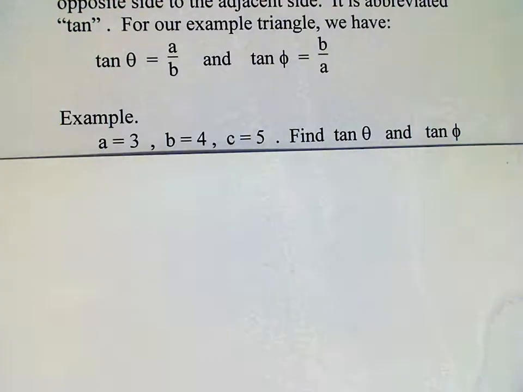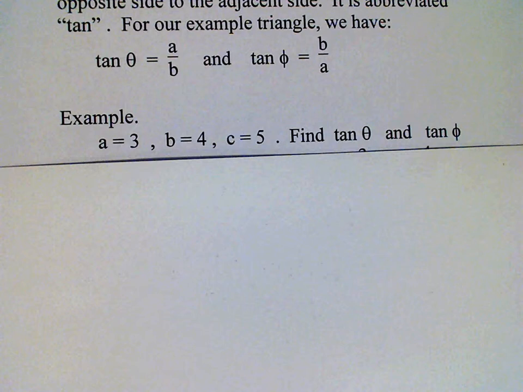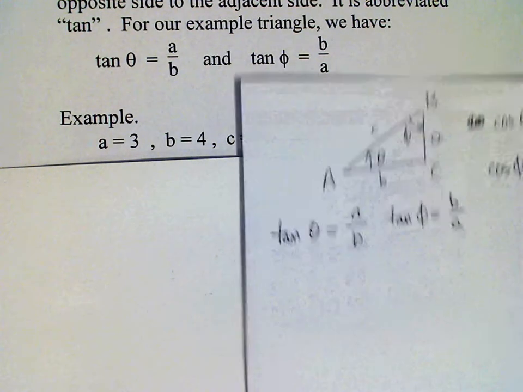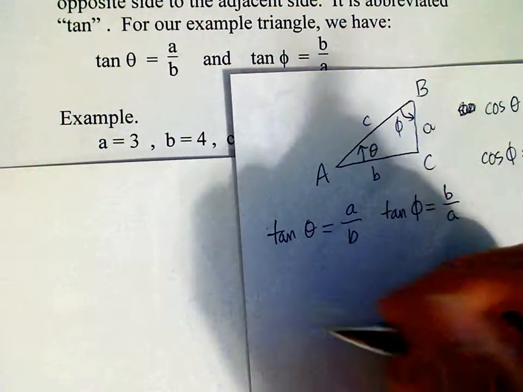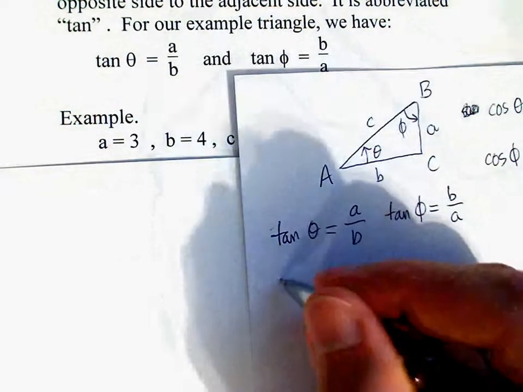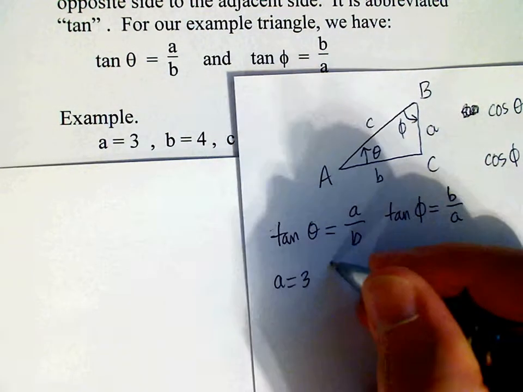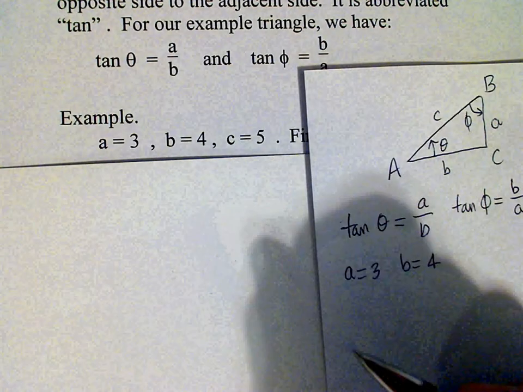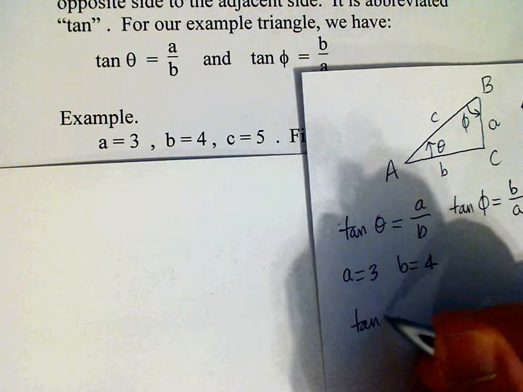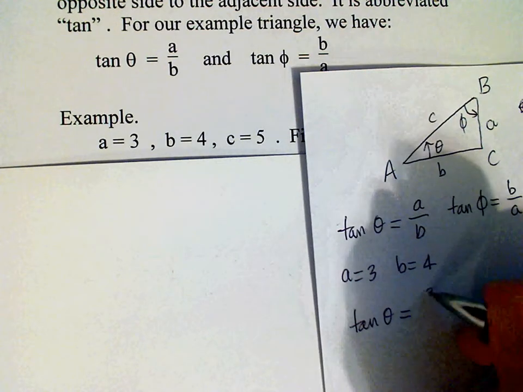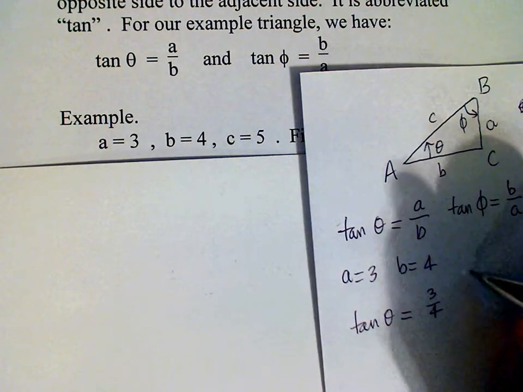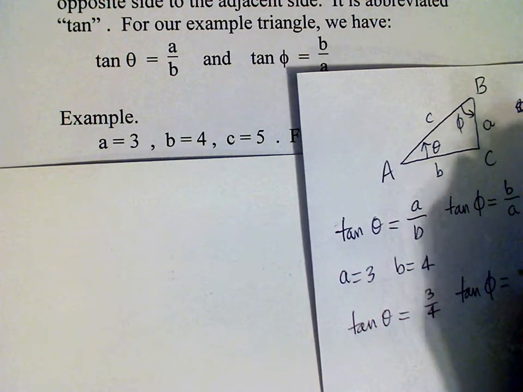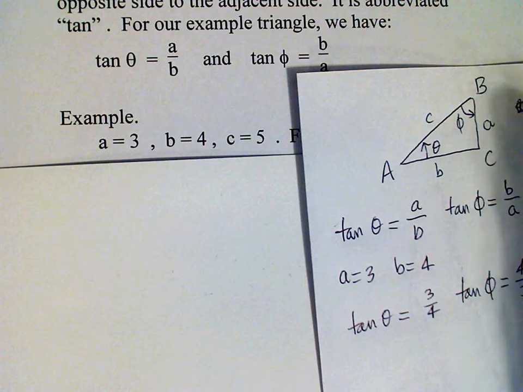Okay, so for example, going back to our 3, 4, 5 right triangle, if a is 3 and b is 4, so we'll say now a is 3, b is 4, then tangent of theta is 3/4. And the tangent of phi is the reciprocal, 4/3.